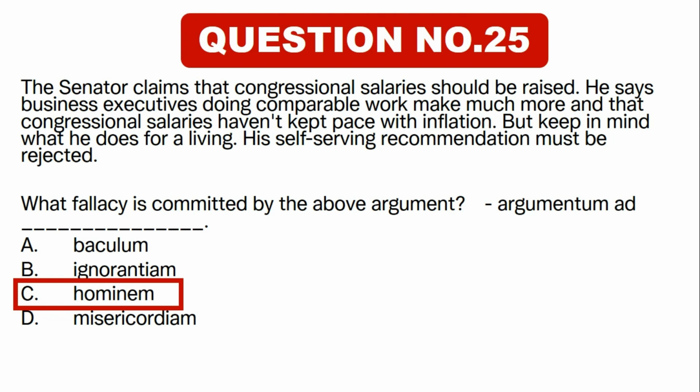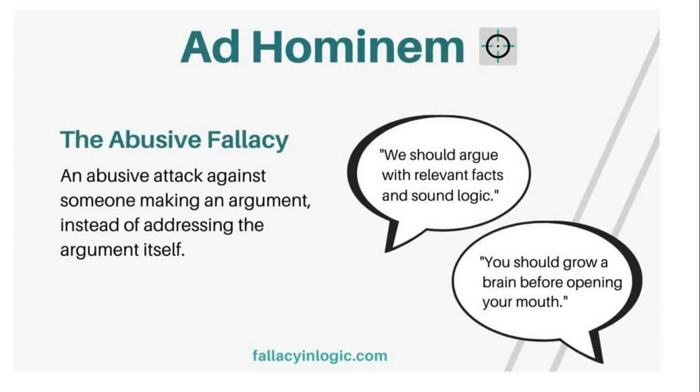In argumentum ad hominem, you attack the person instead of focusing on the topic. For example, who believes you? You're a prostitute. This is a fallacy because just because she's a prostitute, we cannot believe what she says? No, right? So that's argumentum ad hominem. The abusive fallacy, an abusive attack against someone making an argument instead of addressing the argument itself.